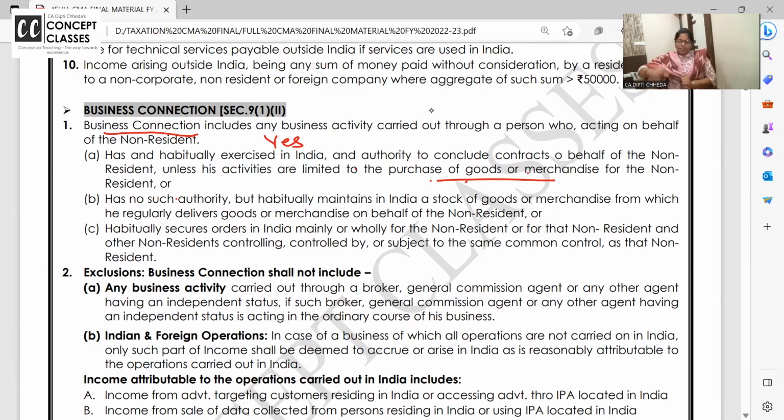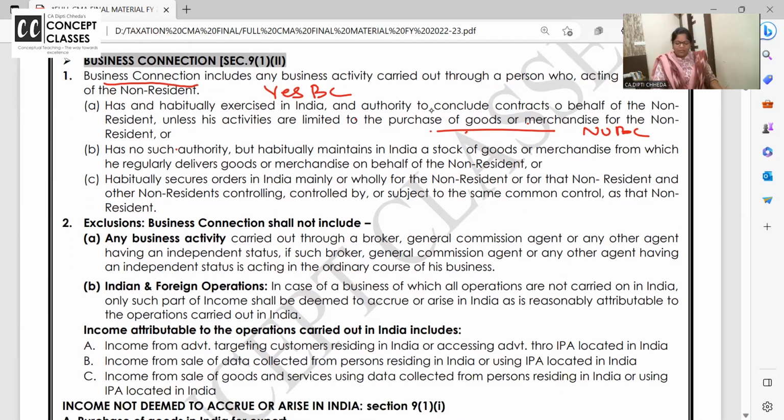This says habitually exercised in India means yes, they are concluding, getting orders, delivering the goods. They are doing everything, so then you have a business connection in India. Except when you are just procuring the orders, then there is no business connection. Yes, business connection. I want you all to write the taglines. You all are with me on this page number?